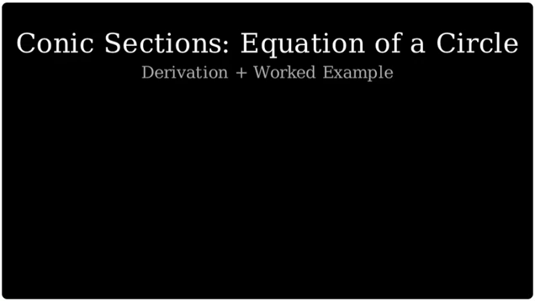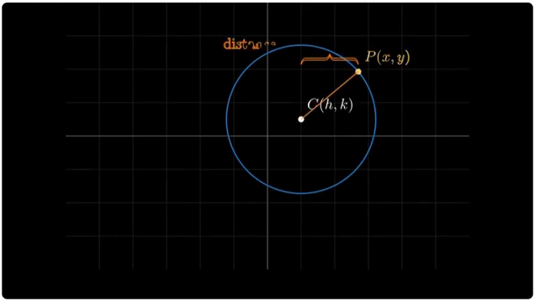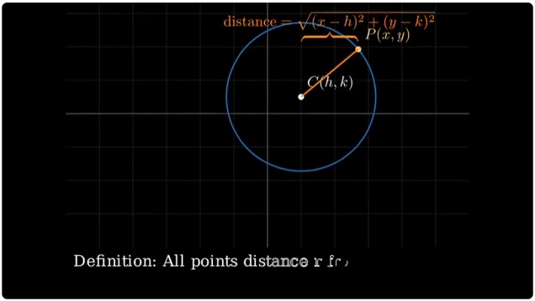Standard equation of a circle as a conic section, then do a clear numerical example. A circle is the set of all points in the plane of fixed distance r from a fixed center at h, k. Let us visualize a center, a moving point on the circle, and the radius as the distance between them.